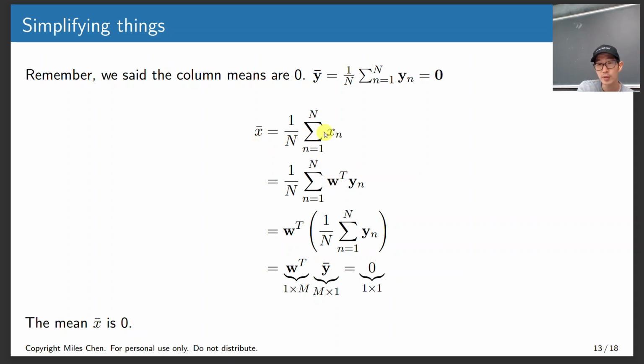So here, we say x bar is equal to the sum of the x divided by n. Remember, x is a scalar value here, and x is defined by w transpose y. Because w is not affected by our subscripts here, we can pull it out, and now we have the sum of y, which we said is a vector of zeros. So w transpose times a vector of zeros is just going to result in 0. So x bar is 0.